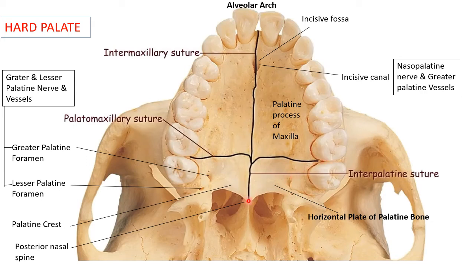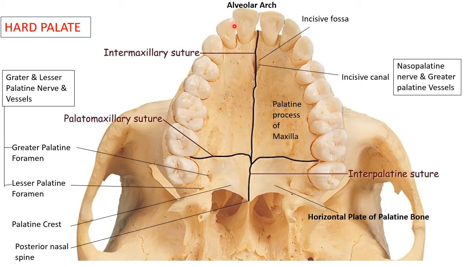Posteriorly in the midline, the posterior border of the hard palate has a projection called the posterior nasal spine. So this is the posterior nasal spine, and anterior to the posterior border of the hard palate there is an arch-like crest which is called the palatine crest. So this is the area of the palatine crest on one side, and this is the area of the palatine crest on the other side.